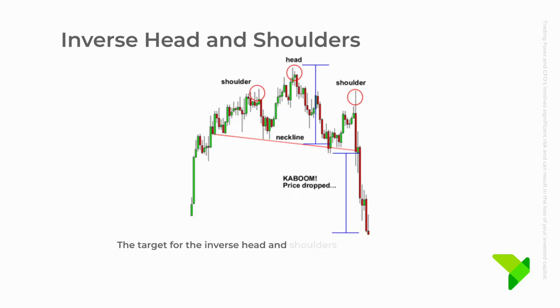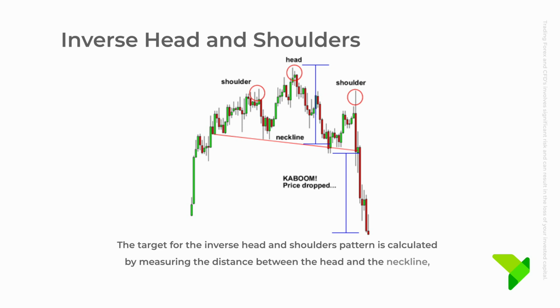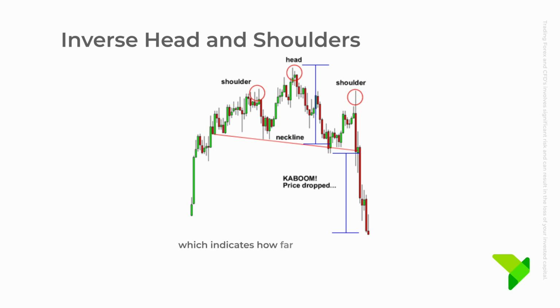The target for the inverse head and shoulders pattern is calculated by measuring the distance between the head and the neckline, which indicates how far the price is likely to move after breaking the neckline. This pattern typically results in a notable upward movement following the breakout.